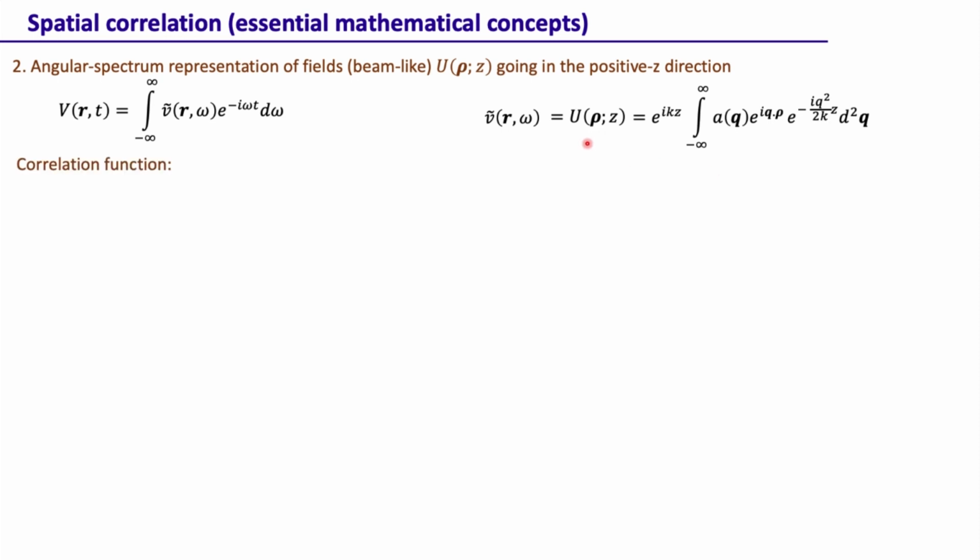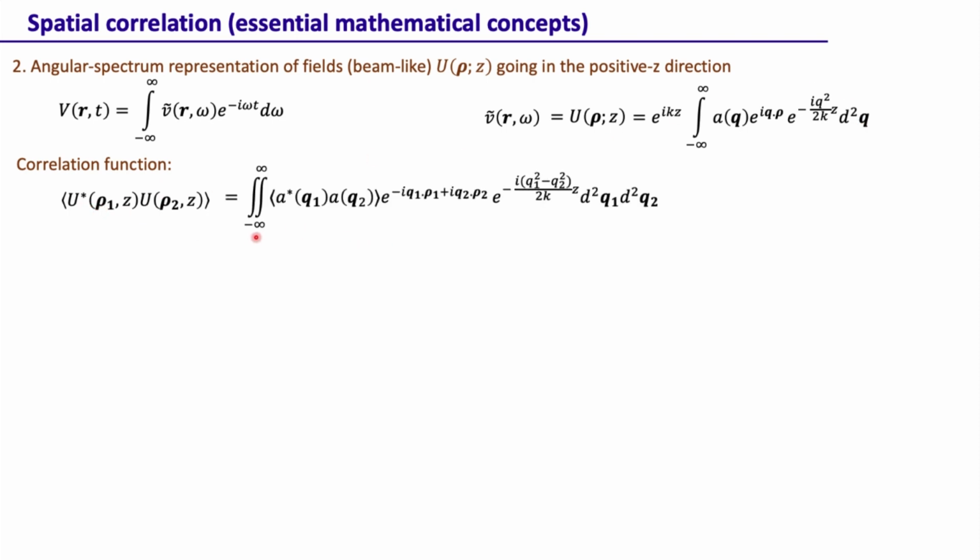Now we are interested in the interference, spatial correlation. That interference we study through the correlation function, and the main correlation function for the spatial degree of freedom would be the quantity u star rho 1 z, u rho 2 z, and this represents the correlation between the field vibrations at 2 points, that is rho 1 z and rho 2 z. Okay, now given this form of the field, we can write this correlation function as a four-dimensional integral, and this is an ensemble average.